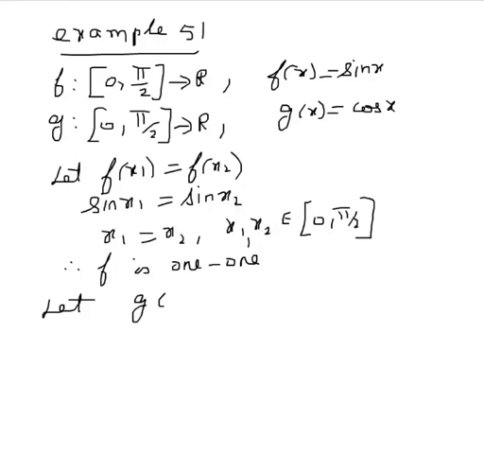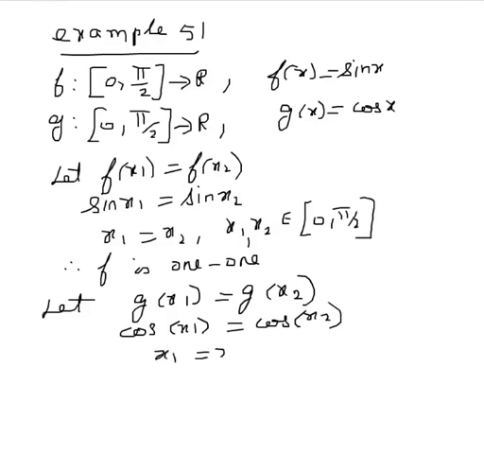Similarly, we can show that g is also a 1-1 function. Let g of x1 equal g of x2. Cos of x1 is equal to cos of x2. So x1 must be equal to x2 because x1, x2 both belong to the first quadrant. Therefore, g is 1-1.